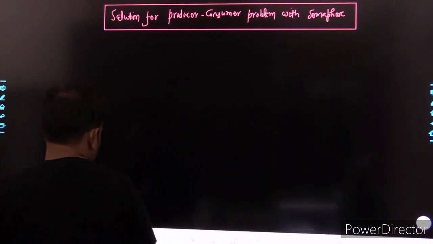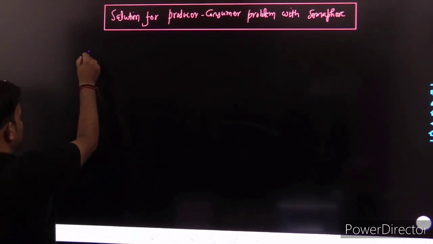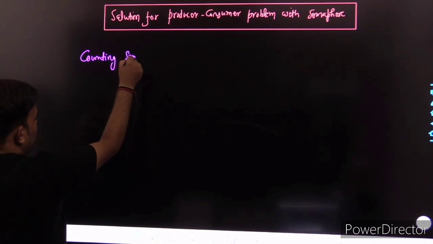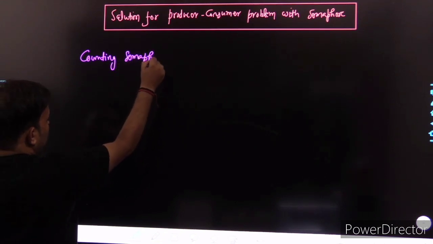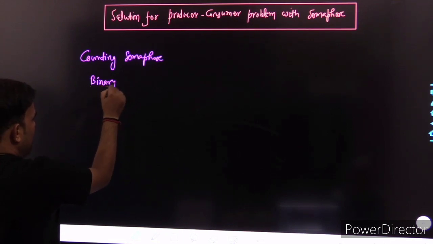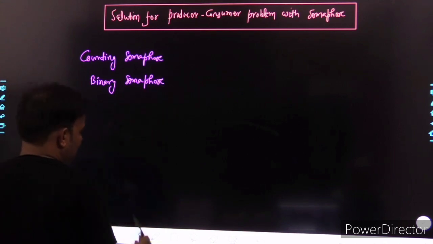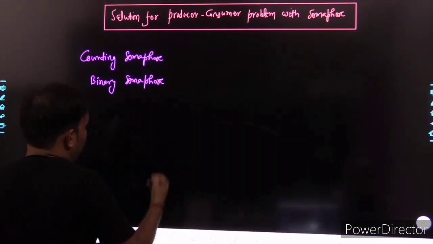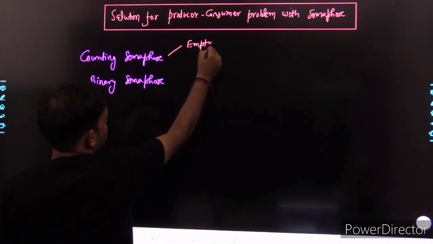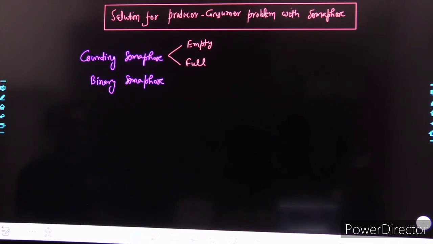As I told you, my dear friends, we will use both counting semaphore as well as binary semaphore. In counting semaphore we will use two variables. First is empty, and second one is full.